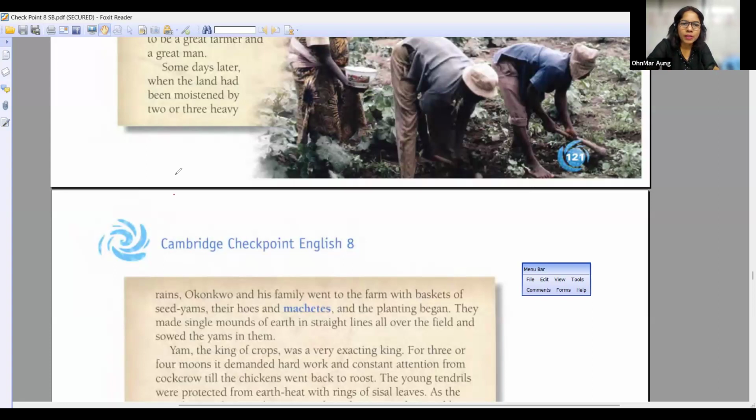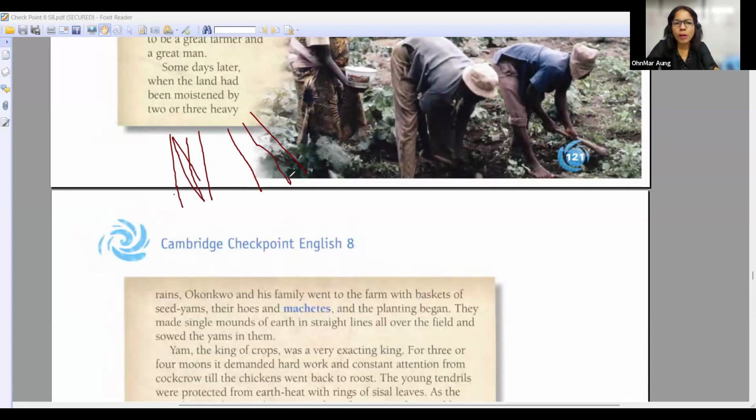So here you could see picture 2. Here they made mounds of earth, here, and here you can see some plants. You can see some plants. That is called mounds of earth in straight lines all over the field, and they sowed the yams in them.